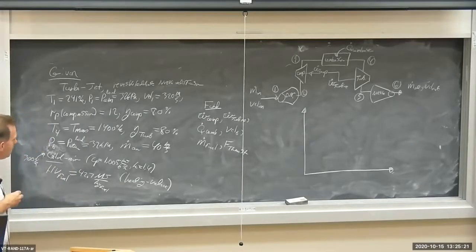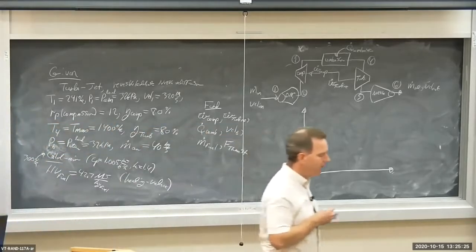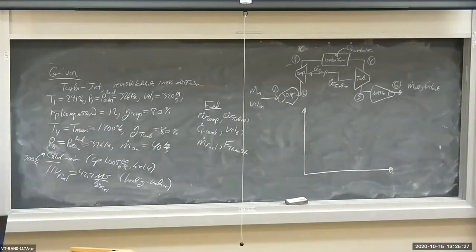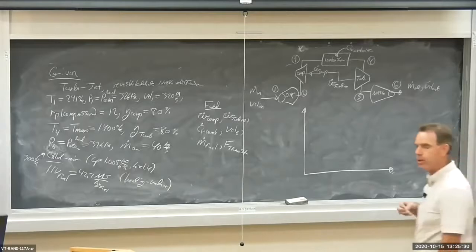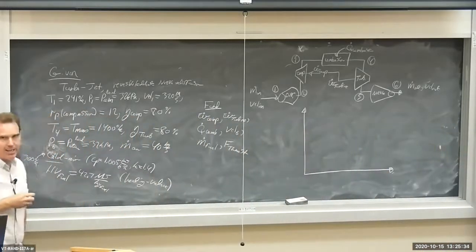So if I know the heat transfer rate required in the combustor, Q dot combustor, in theory I can use the heating value to calculate the amount of fuel being injected to produce that heat release.